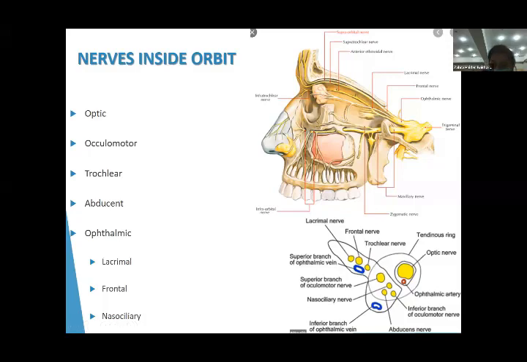So I repeat once again, you have the optic nerve, the second cranial nerve. You have the oculomotor, the two branches of the oculomotor, third cranial nerve, superior branch, inferior branch inside the orbit. Then you have the fourth cranial nerve, which is the trochlear. Then you have the sixth cranial nerve. This is the abducent nerve, the sixth cranial nerve.